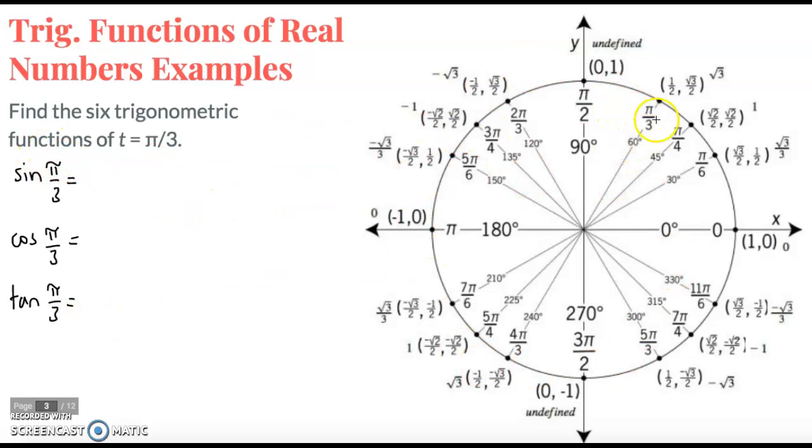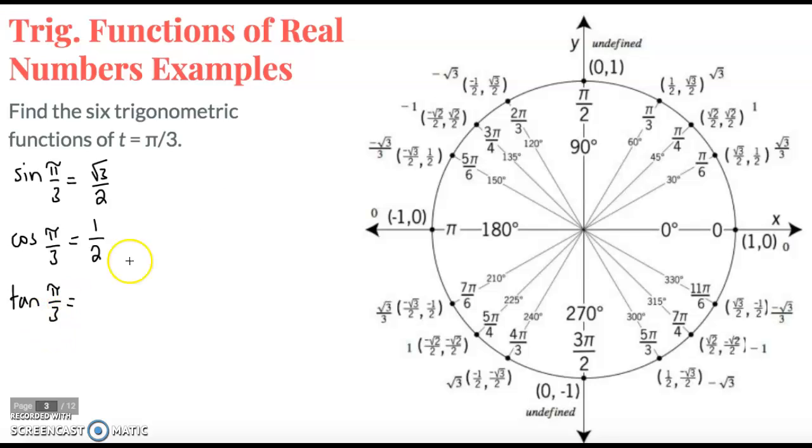First and foremost, we go to pi over 3 on our unit circle and identify the terminal point there, because we're going to rely on that x value and that y value to find at least these three answers first. So sine of pi over 3 is the y coordinate of your terminal point, which is the square root of 3 over 2. Cosine is the x coordinate, so cosine of pi over 3 would be 1/2.